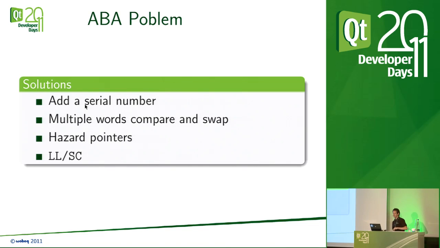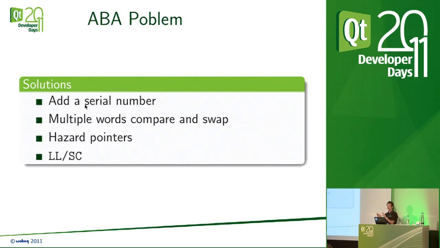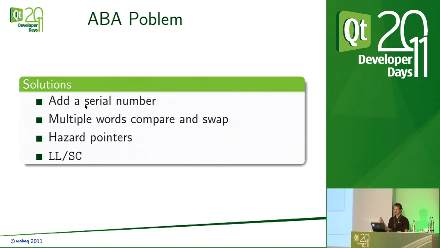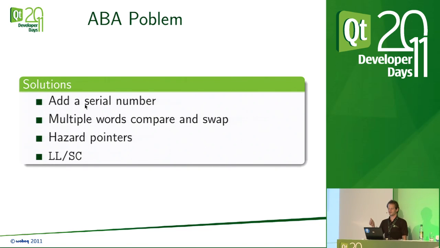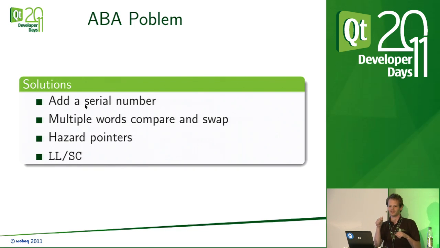One of the solutions is to add a serial number with the pointer. You can make sure that the nodes are properly aligned, so you have enough bits at the end of your pointer that are 0, which you can use to add a serial number that you increment every time you push something to the stack. Which means that if it's A again, the serial number will have changed. Some architectures have multiple-word compare and swap, and you can also implement multiple-word compare and swap using a normal compare and swap. There is some paper on the internet on how to do that.